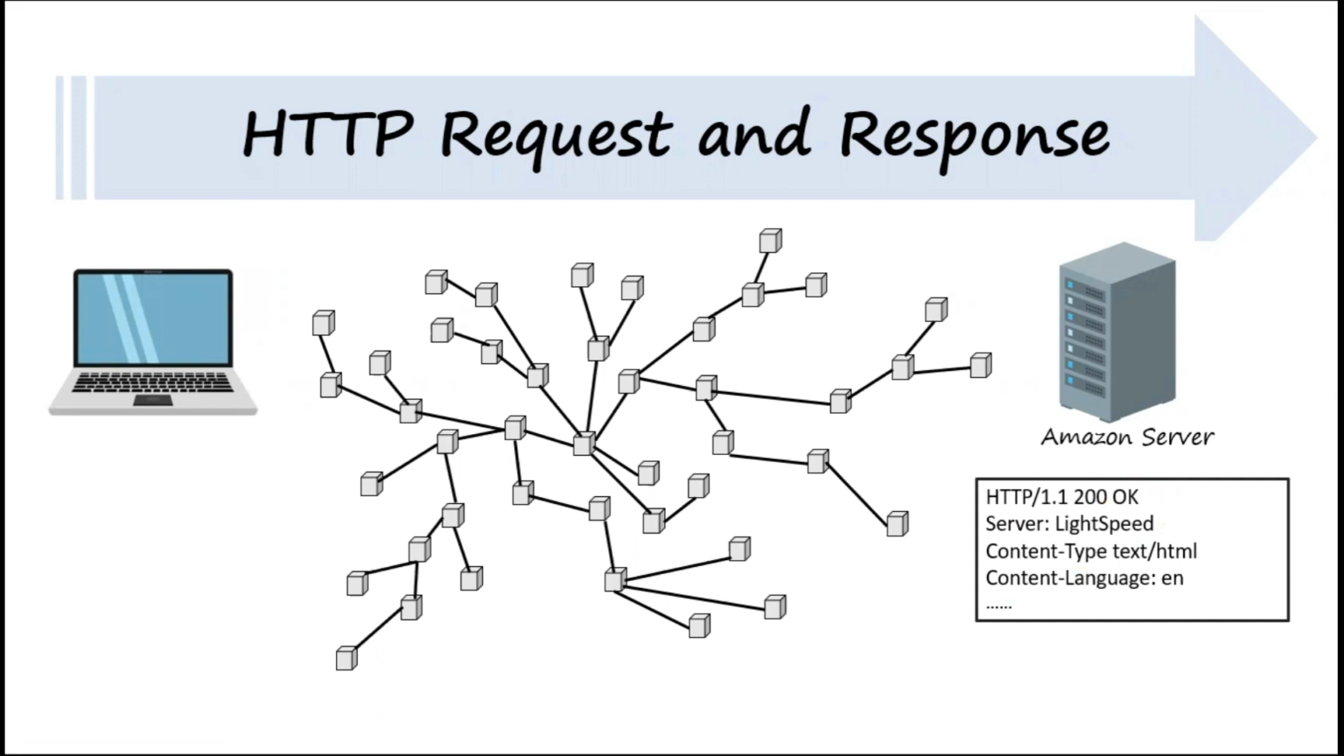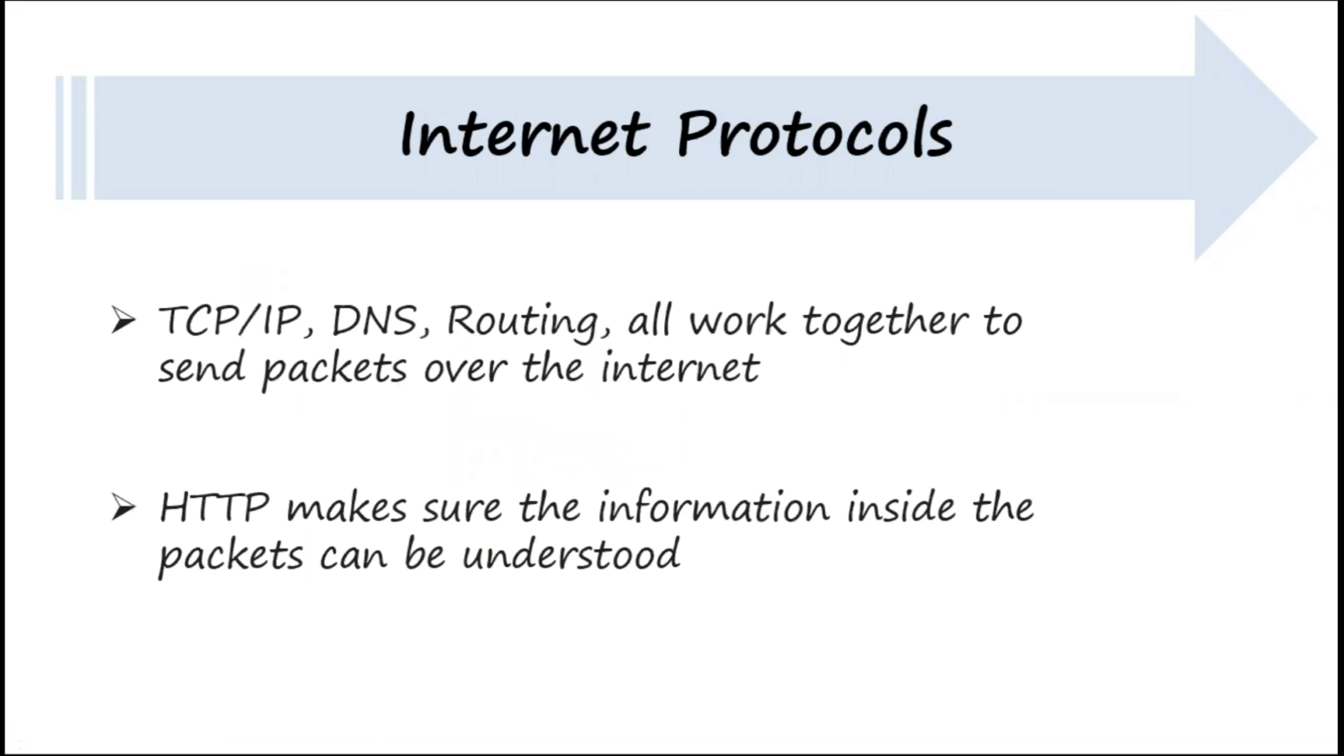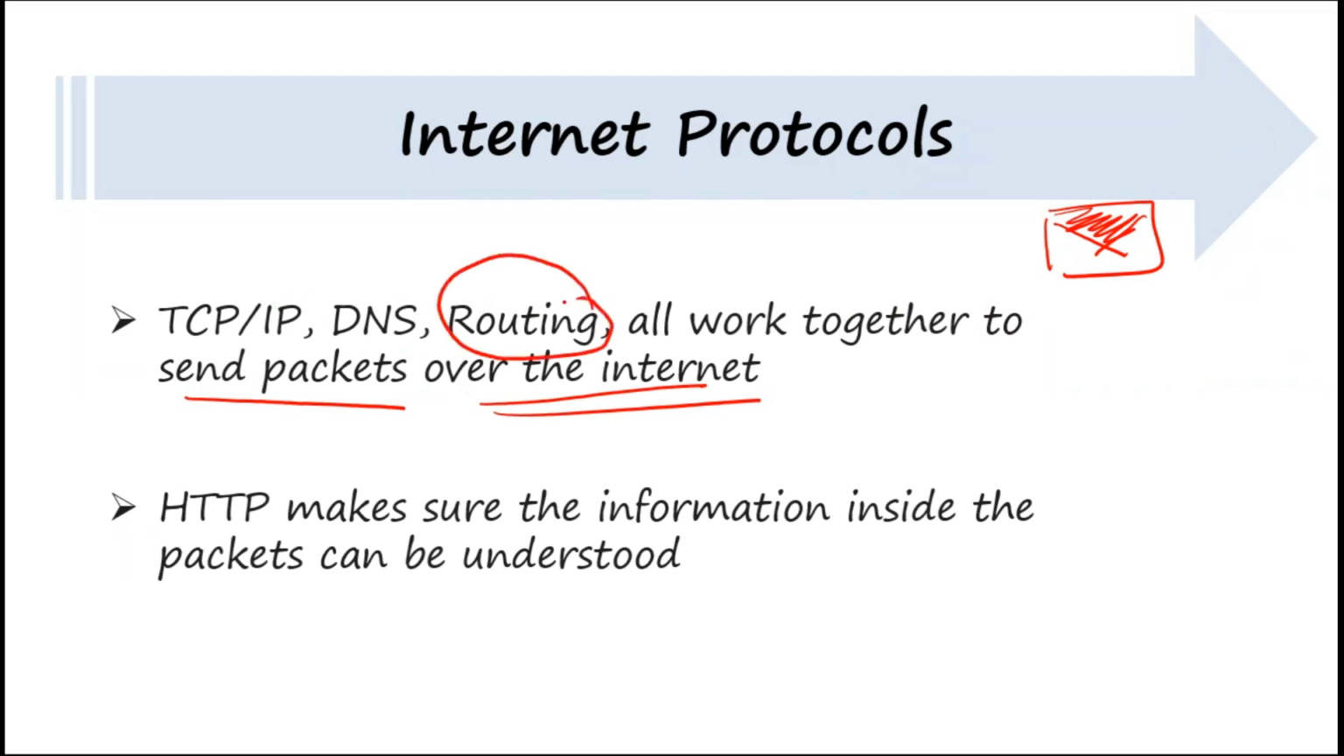So let's put all of this that we have studied so far. What TCP, IP, DNS, routing do, they all work together to send packets over the internet. So remember, they are only sending packets over the internet. They are not providing any information in the packet. They are telling what information should be there, and they're sending it over the internet. Routing, we know that multiple routers are connected from client to server and information travels. DNS, we know that it provides us the IP address of a particular website.